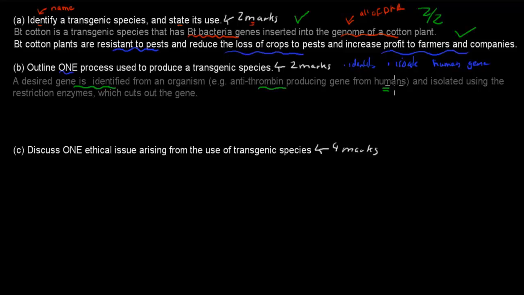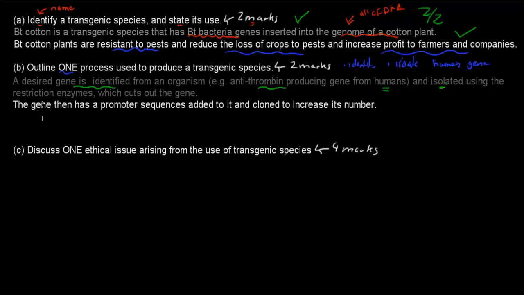So we've identified it, and next is to be isolated. Isolated means we actually grab that gene. And how do we do that? We do that by using the restriction enzyme, which cuts out the gene. So now we've identified it and isolated it. And that's the first step.